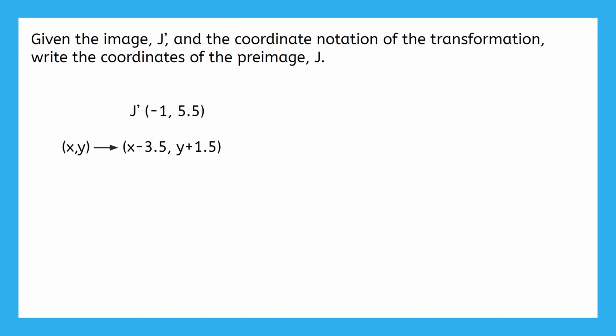Here's the last problem for us to try together. It says, given the image J prime and the coordinate notation of the transformation, write the coordinates of the pre-image, J. To find the pre-image, we're going to have to work backwards. Pause the video and see what you can come up with.